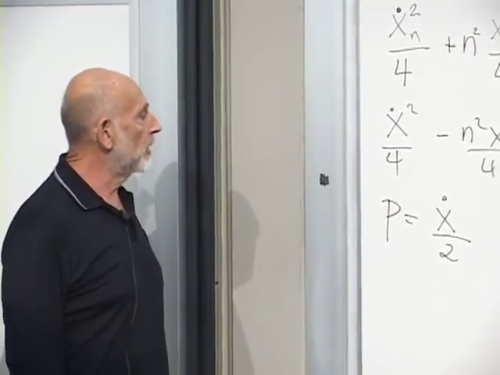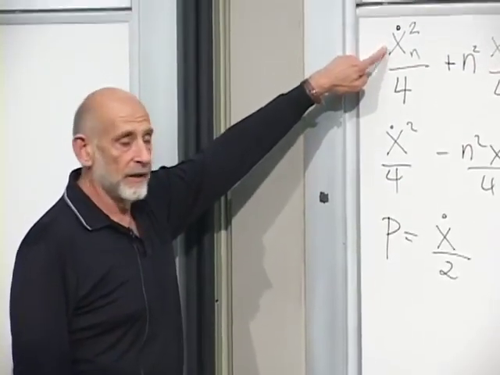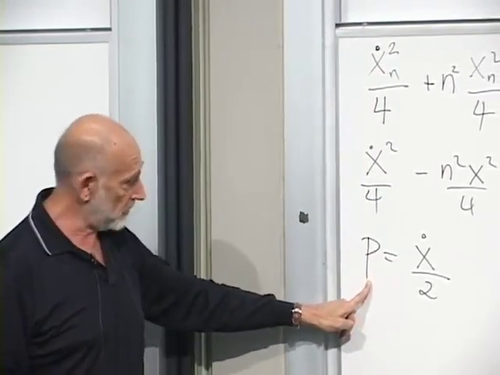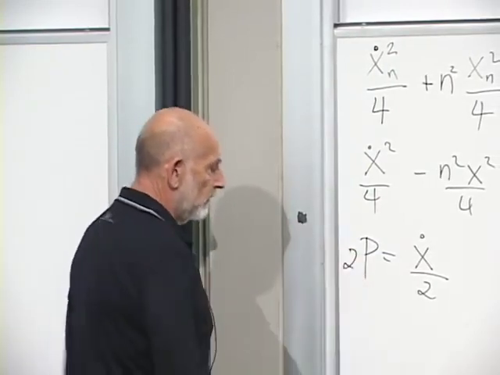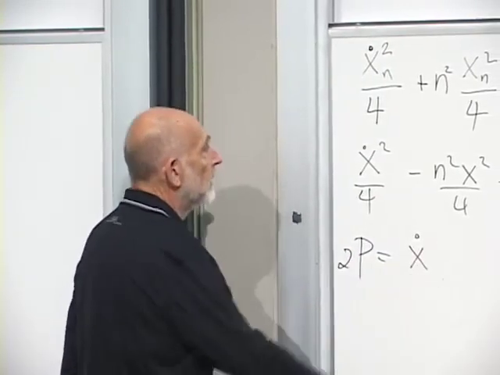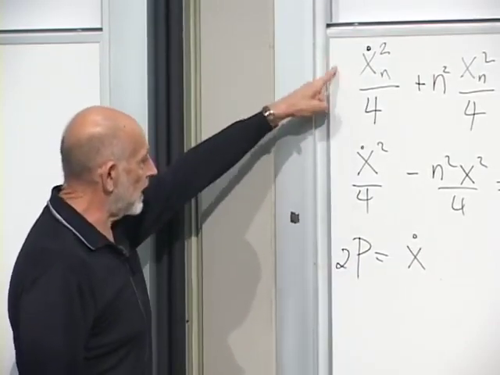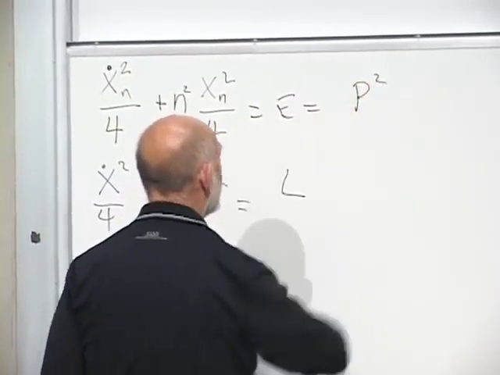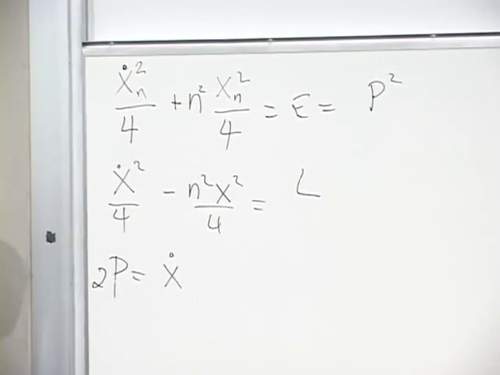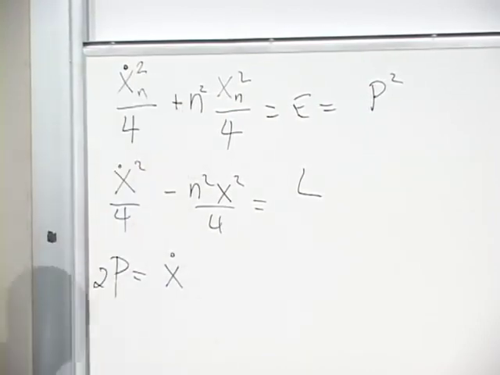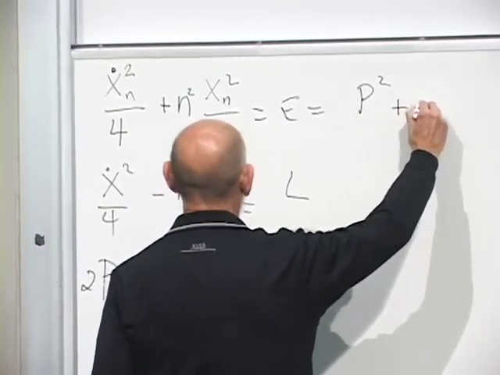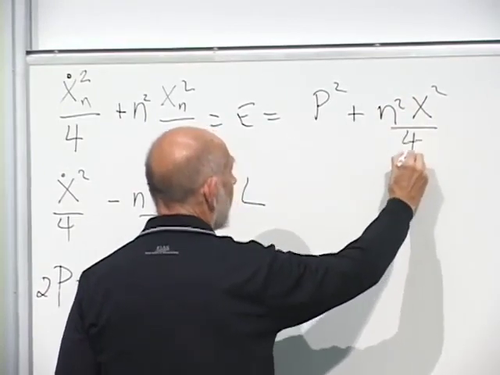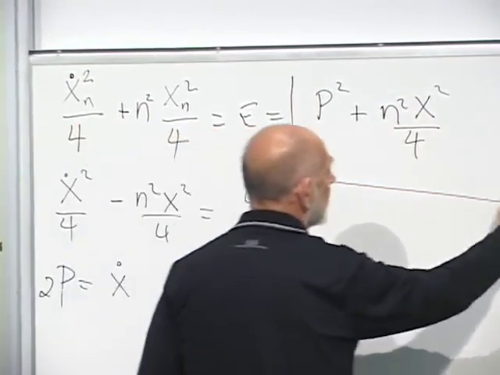Next step is you rewrite the energy in terms of p's instead of x dots. So we just have to solve for x dot and plug it in here. What does that give us? x dot squared will be 4p squared divided by 4, so this will be p squared with no 4. And then the potential energy doesn't change, plus n squared x squared over 4. And that we now call the Hamiltonian, H.